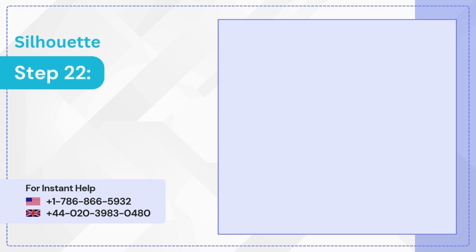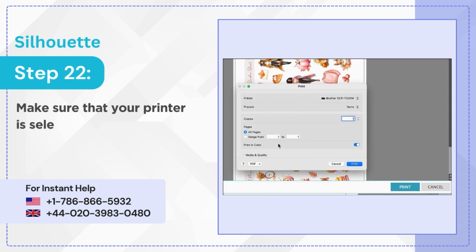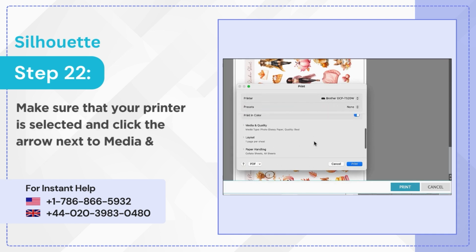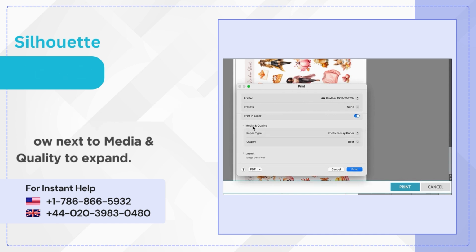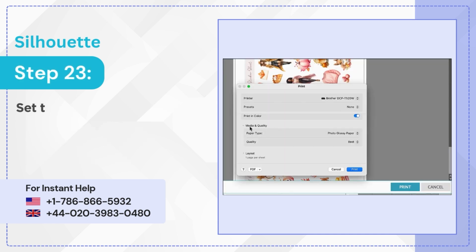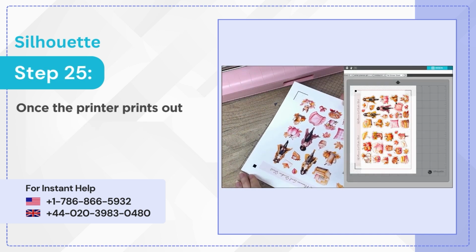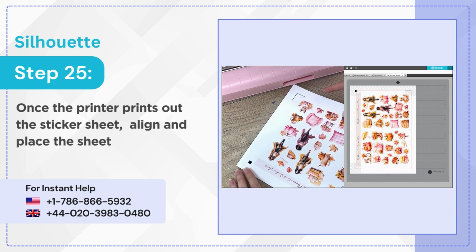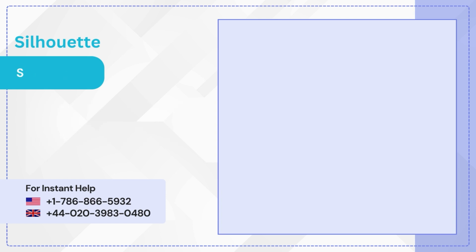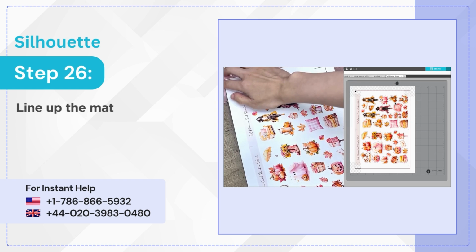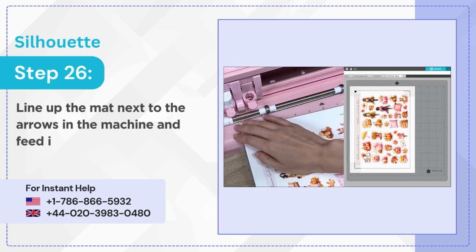Step 22. Make sure that your printer is selected and click the arrow next to Media and Quality to expand. Step 23. Set the correct paper type and set the quality to Best. Step 24. Once you've set the print settings, click Print to print the stickers. Step 25. Once the printer prints out the sticker sheet, align and place the sheet on the mat. Step 26. Line up the mat next to the arrows in the machine and feed it into the machine.